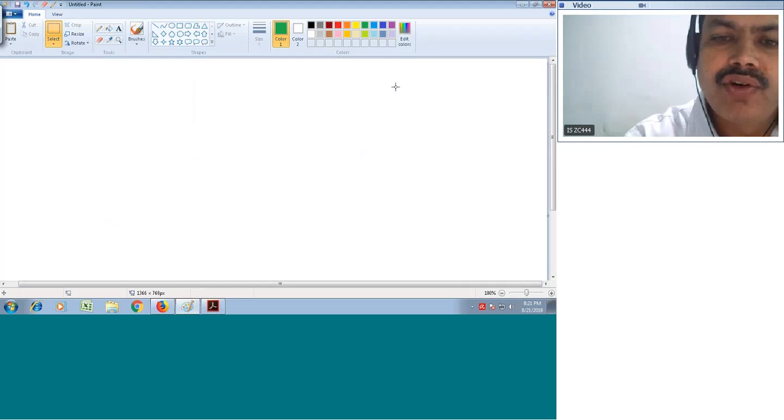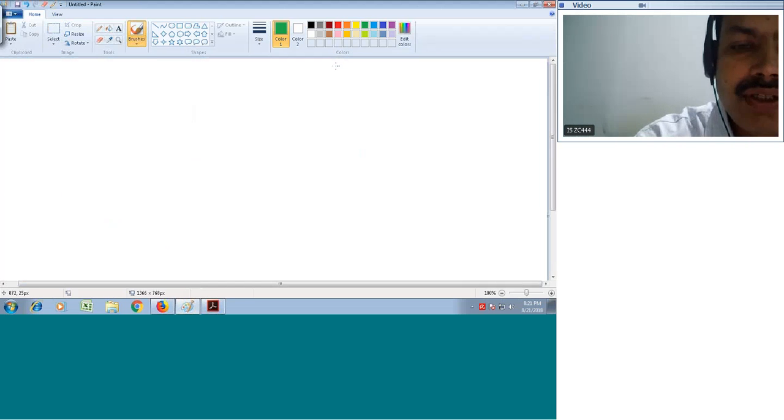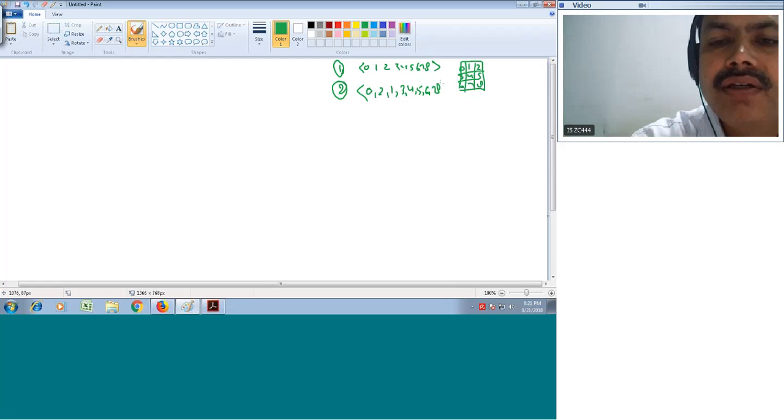Again, the same concept. Let's assume the first state, second state, third state. Let me write the first state as 0, 1, 2, 3, 4, 5, 6, 7, 8. What do we mean by this? In this grid, 0 is the hole and it is here, followed by 1, 2, 3, 4, 5, 6, 7, 8. So this is the first state. The second could be 0, 2, 1, 3, 4, 5, 6, 7, 8. In the same way you can construct this particular case.